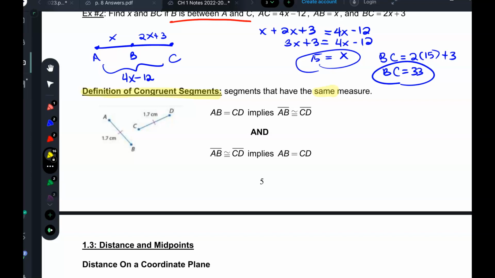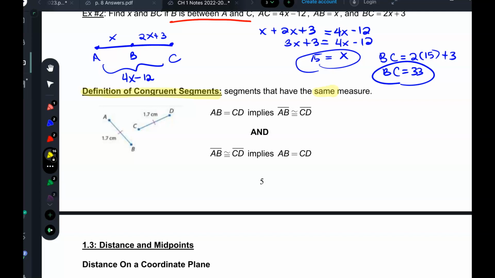So when I have 2 segments, these are identical because they are the same measure, the same length. What do you notice is the difference between here and here? This one doesn't have any line segment above it. So that's referring to the actual lengths. AB is how many centimeters? 1.7. CD is how many centimeters? 1.7. So that means they are equal in length.